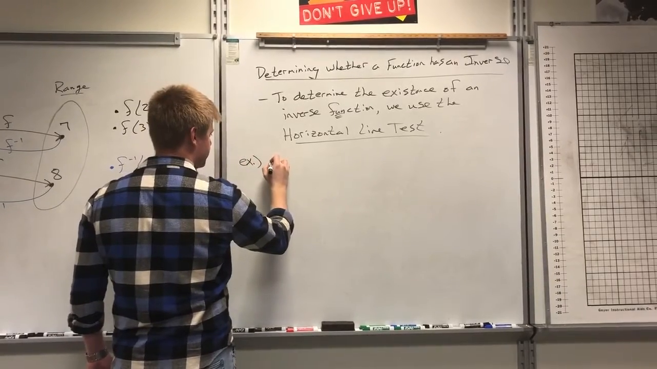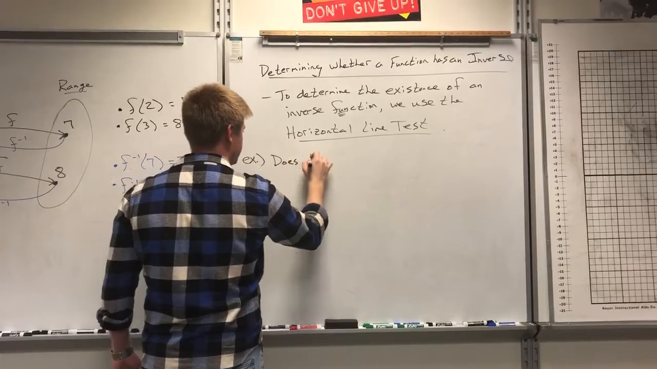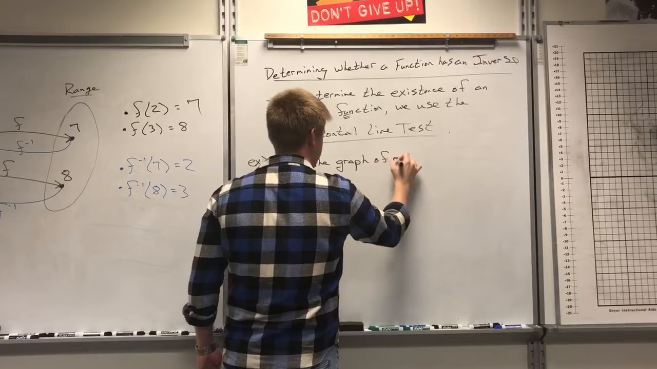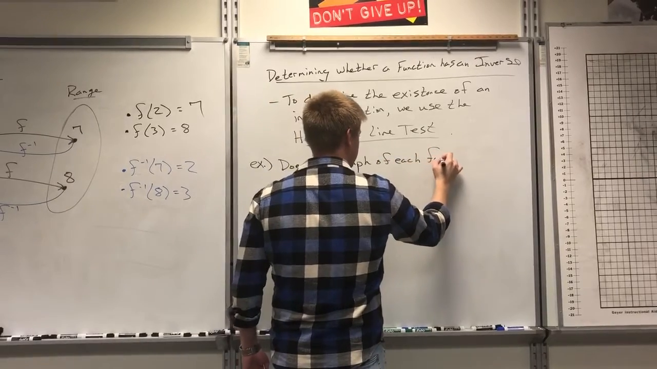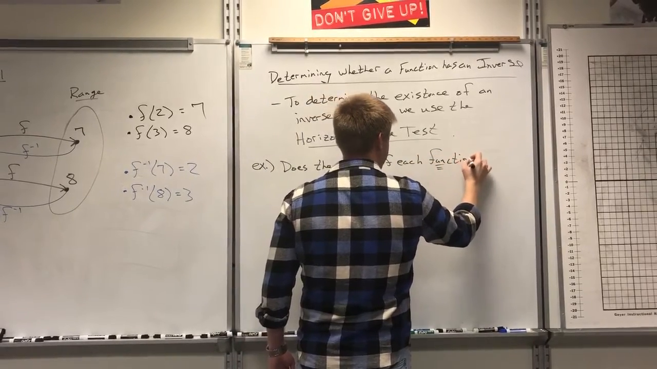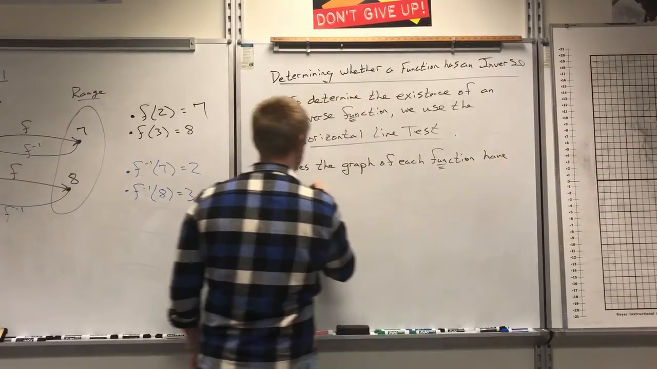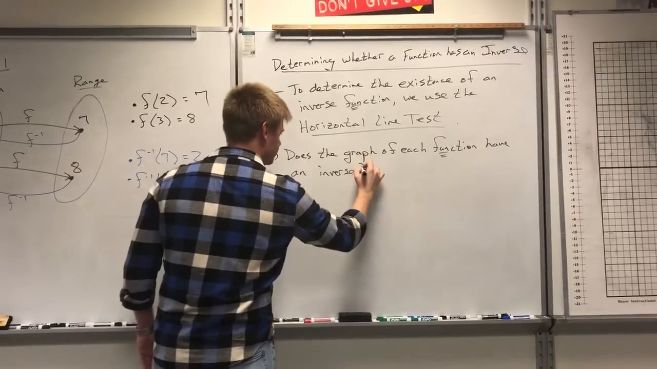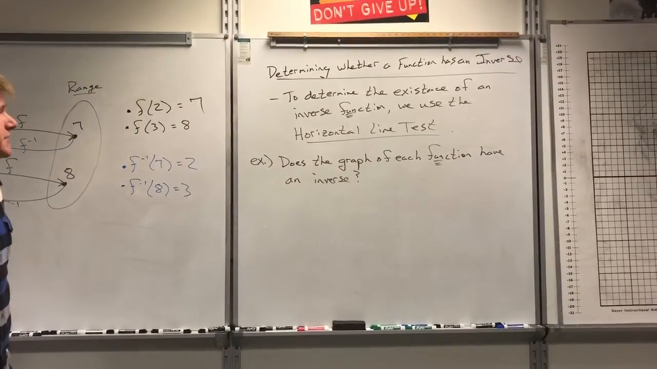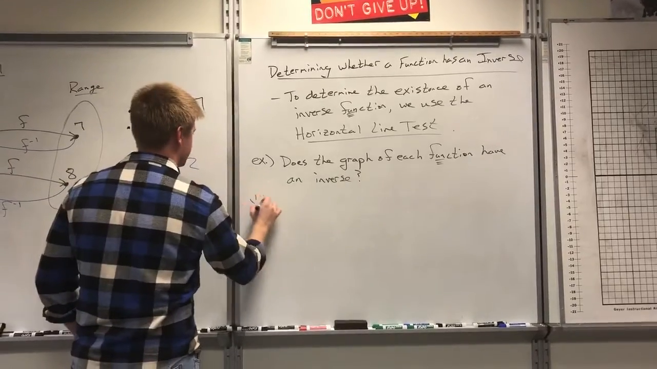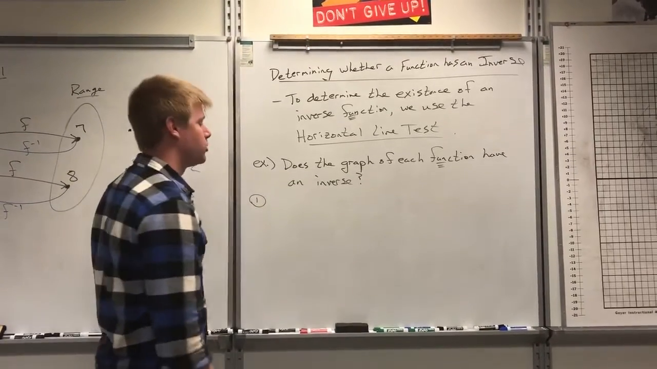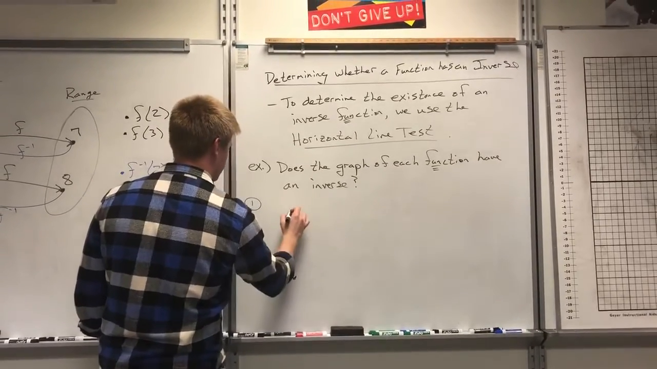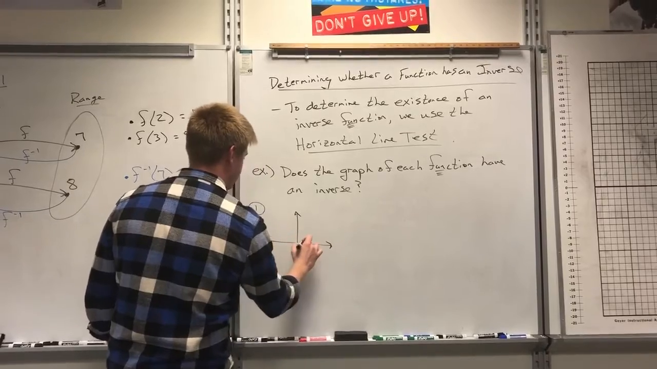So, just two brief examples here. Does the graph of each function have an inverse? Okay. And again, this is a very simple test. This is where pictures of our common graphs are going to be very, very important, because you can get a very good idea in your mind before you start going through work whether or not something is going to have an inverse to begin with.